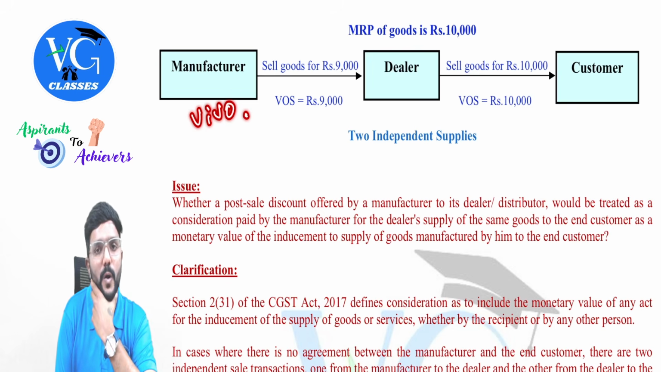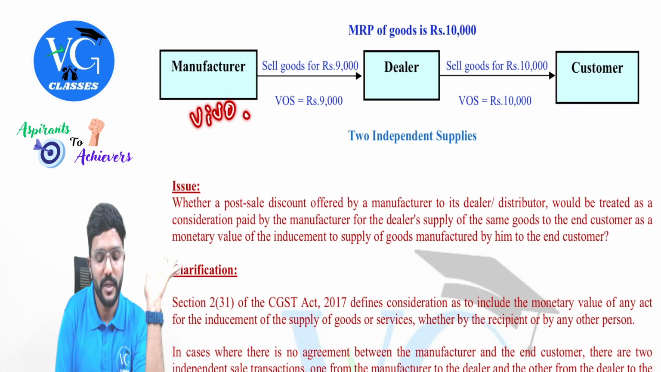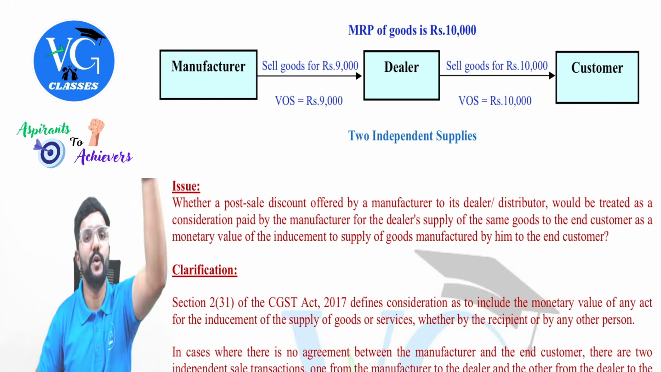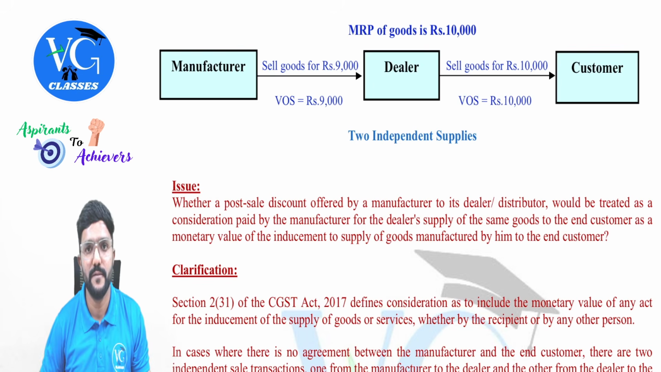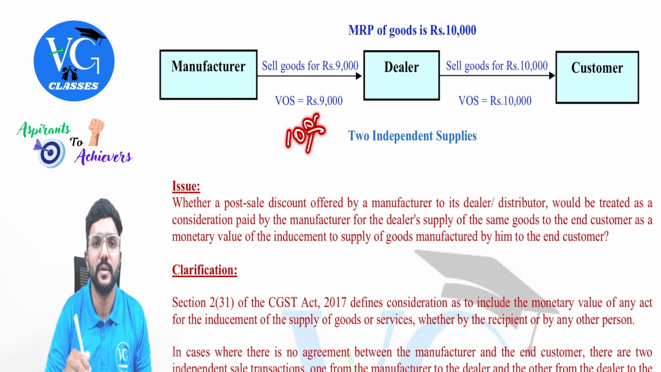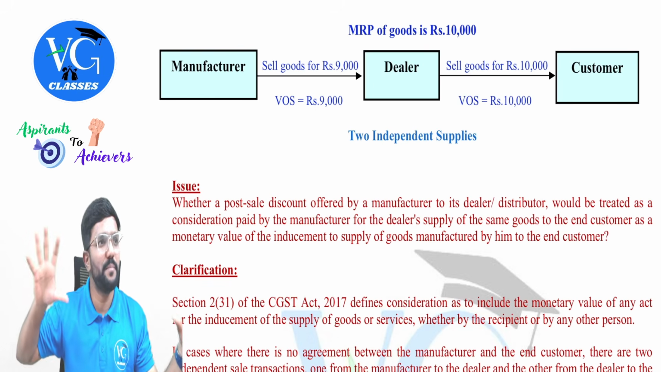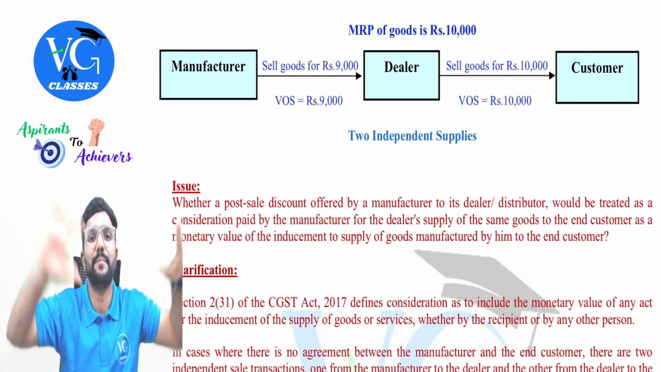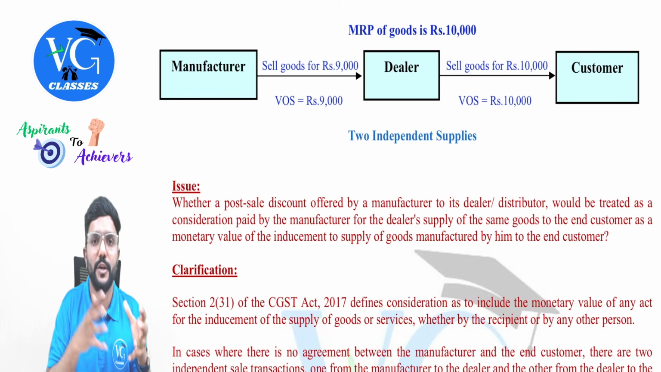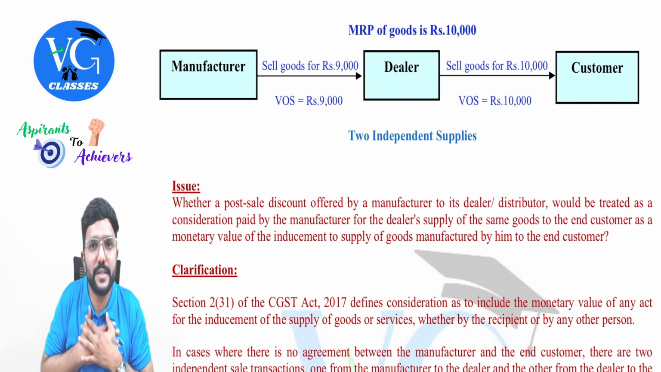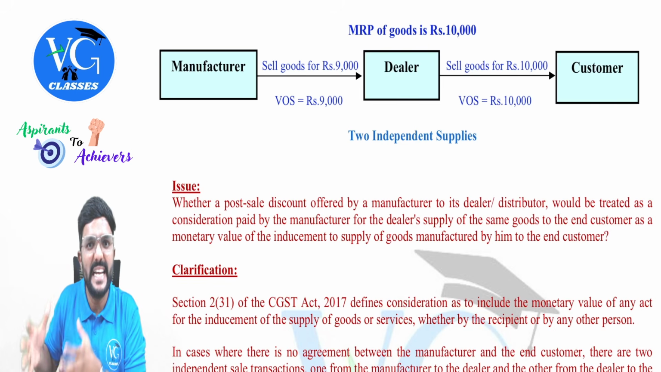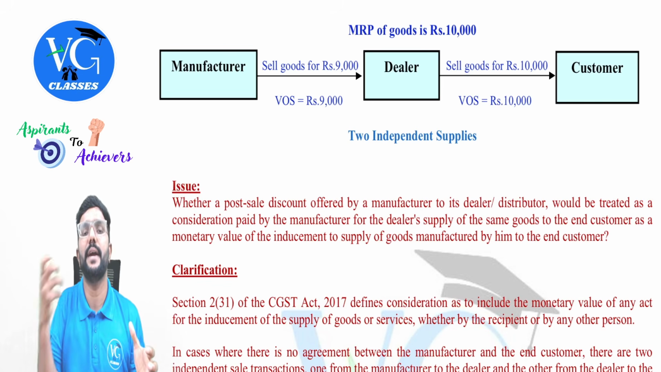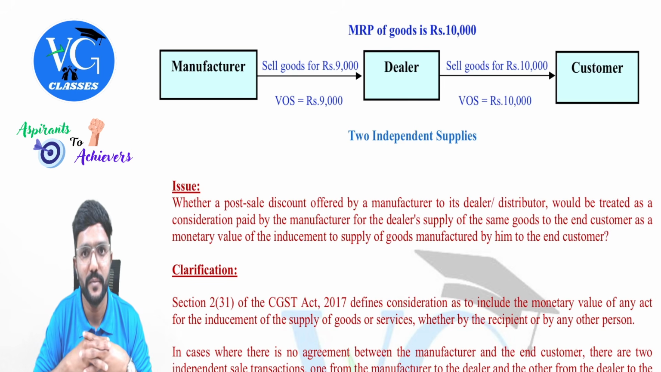Is a Vivo, okay, or any other mobile manufacturer. Now, the manufacturer told the dealer, you display my name board in your place of business, for which I will give you 10% discount. Or you display my products in the top shelf, I will give you 5% discount. So the manufacturer told the dealer to promote the manufacturer's products in the dealer's place of business, for which the manufacturer would be giving a discount to the dealer.